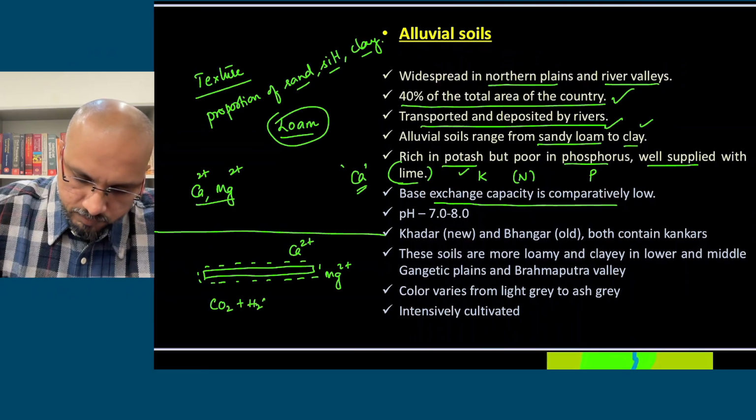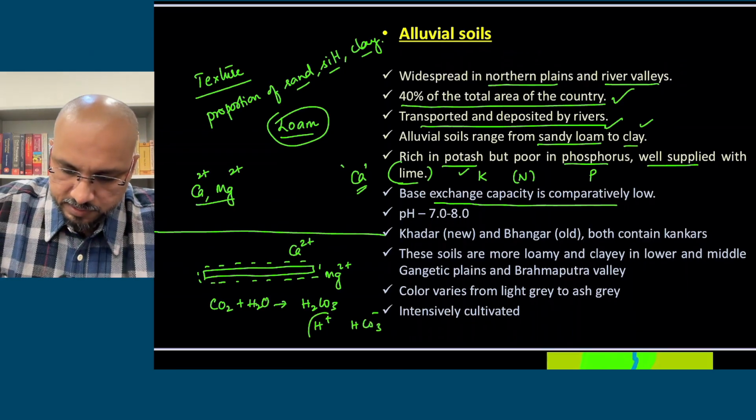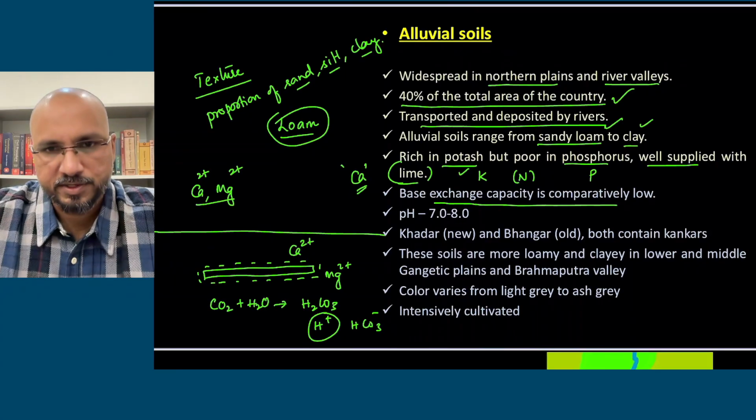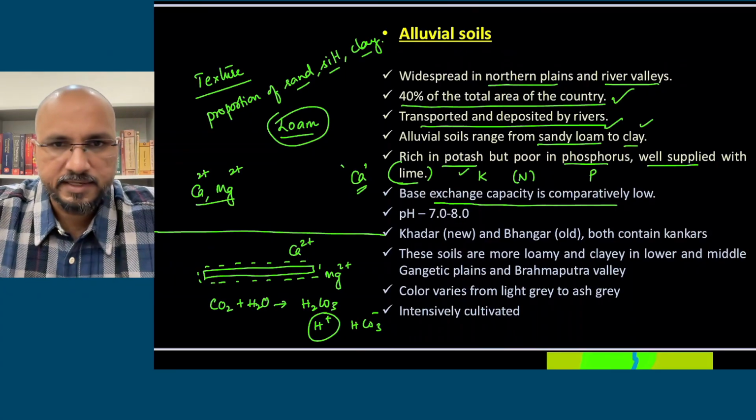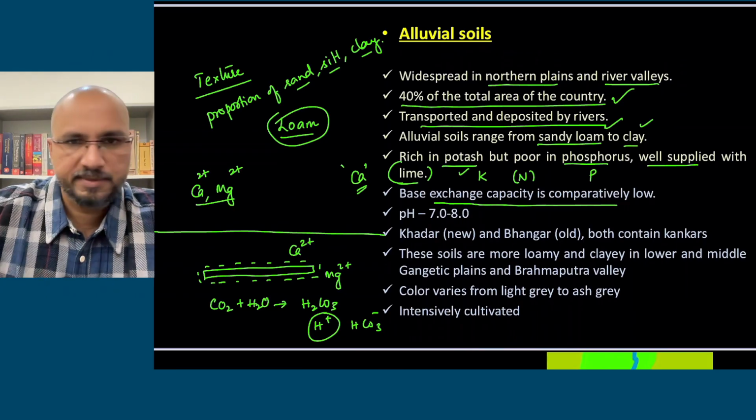reacts with water to form carbonic acid, and this carbonic acid will split. So these hydrogen ions are exchanged. Roots provide the hydrogen ions and in turn they take up the base cations, right? So these calcium and magnesium are supplied by the soil.